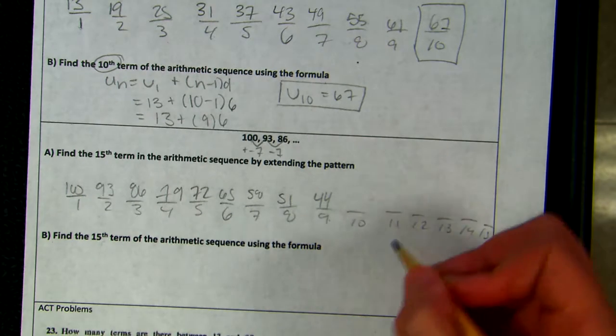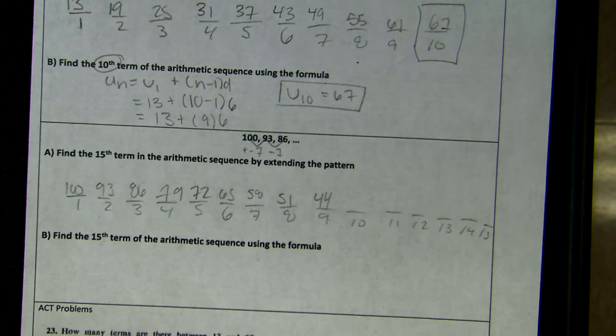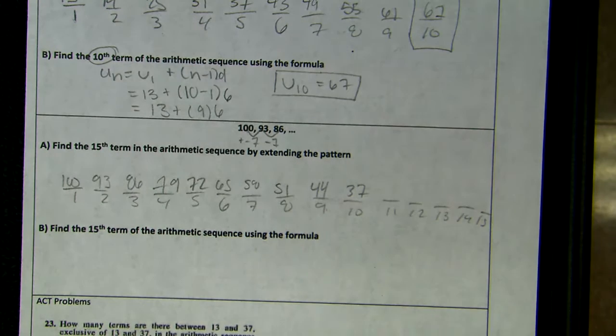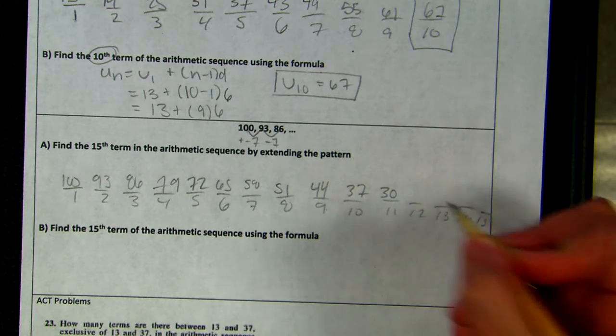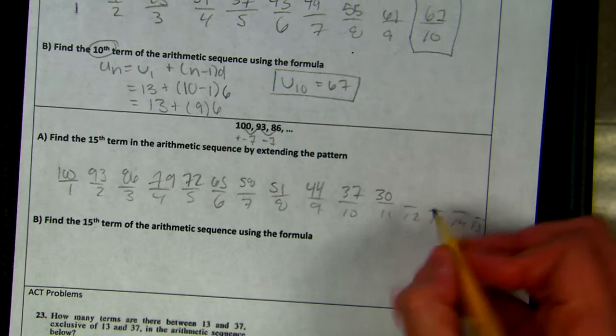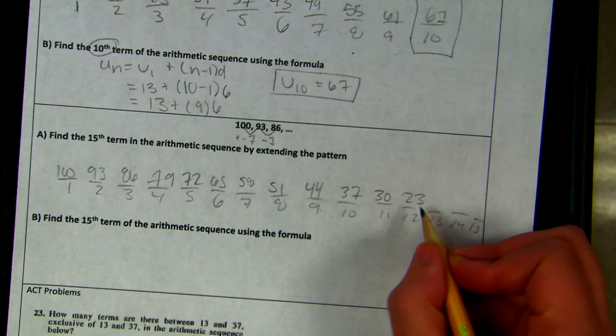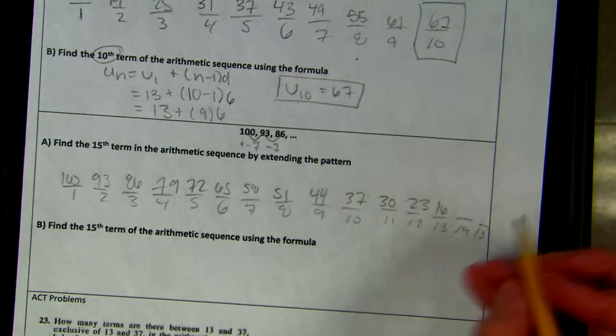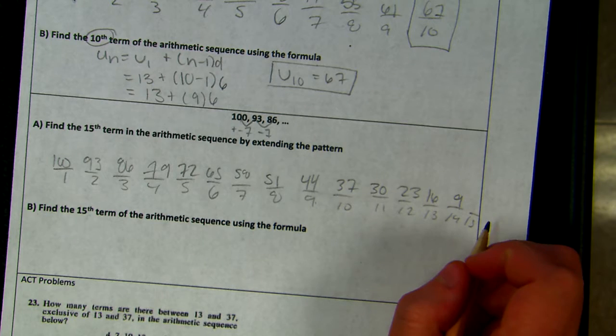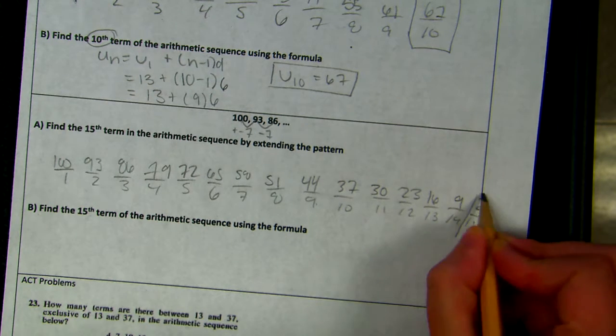That's my 9th term. Oops, I typed in minus 9 to my calculator, so minus 7. That gives me 37. 37 minus 7 gives me 30. Do that one more time. 23. For my 13th term, I end up with 16. For my 14th term, I have 9. And lastly, for my 15th term, I have 2.